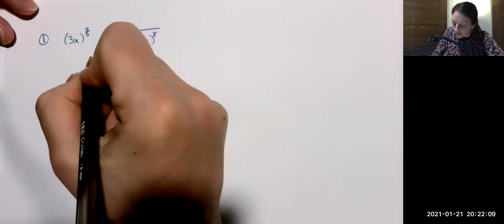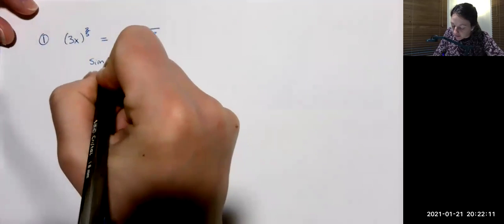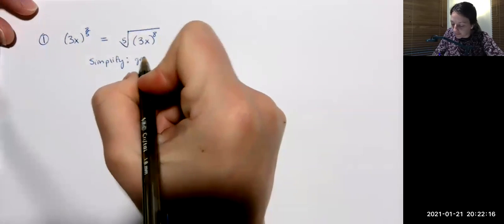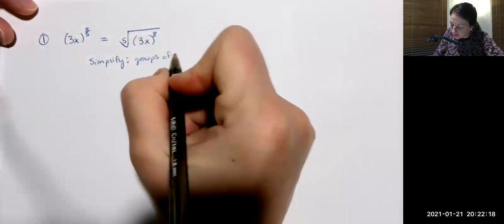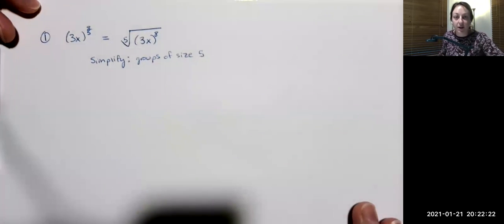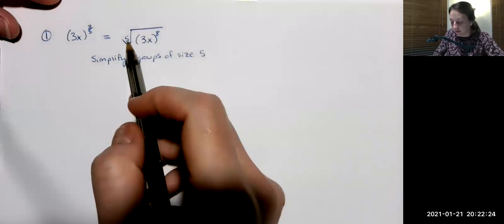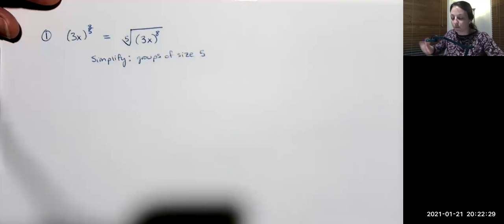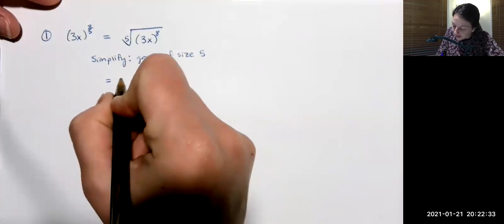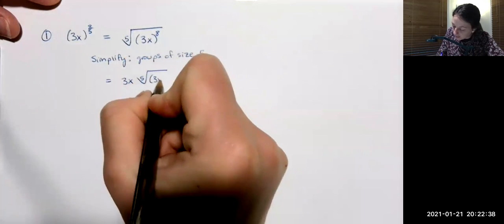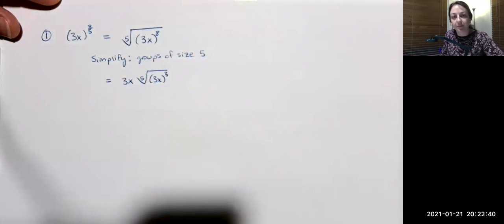Now we are going to also simplify. And so when I simplify, I'm looking for groups of size 5, because that is the 5th root. So I want groups of size 5 to come out of the 5th root. Well, I've got 8. So 8 has one group of size 5 with 3 leftovers. So I have one group with 3 leftovers.